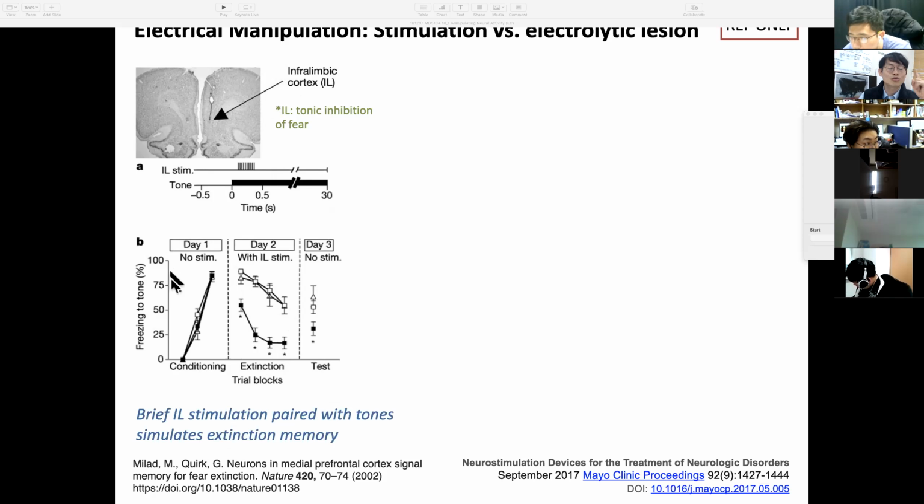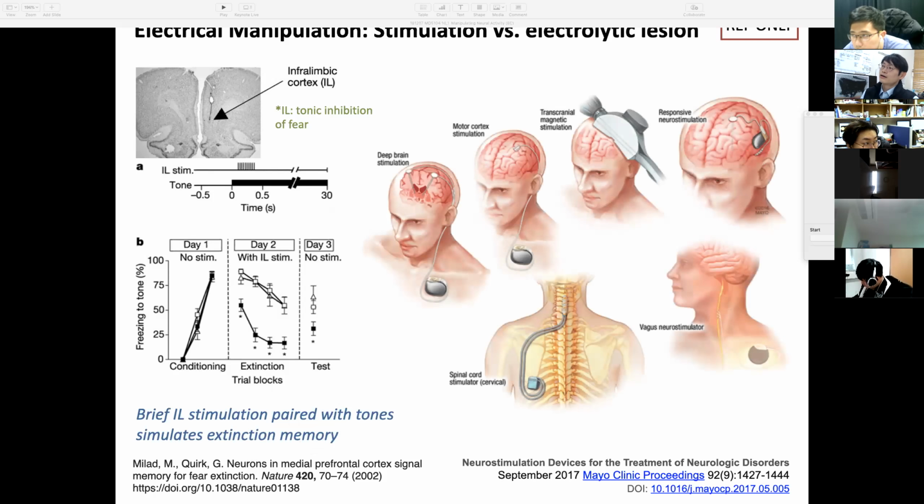You see, this is one simple data, but it's a Nature paper. What it means is it clearly shows this area is related to the extinction of fear memory. All right, so brief infralimbic stimulation paired with tones simulates extinction memory. So, an example for electrolysis: after the experiment, they actually give a high current to kill the tissue so that after histology, you can see where the electrode was precisely located or not. So this is an experimental technique.